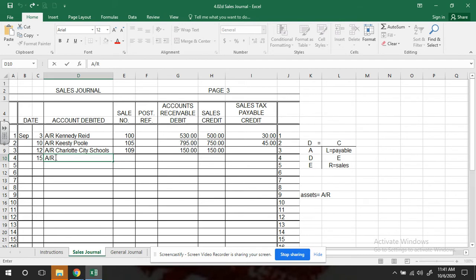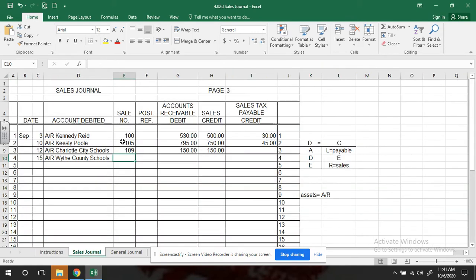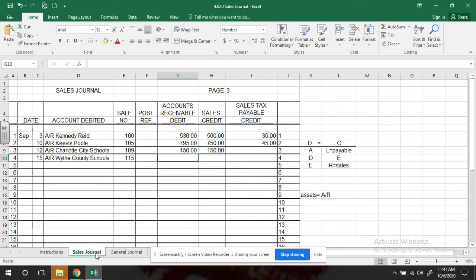And what happened? All right, so their sales ticket was 115. Sales invoice 115. They are also exempt from sales tax, so all we have to do is take the dollar amount, $457. Our debit equals our credit. And then on these two, the first two, our credits added together equal our debit. And that's all there is to that.